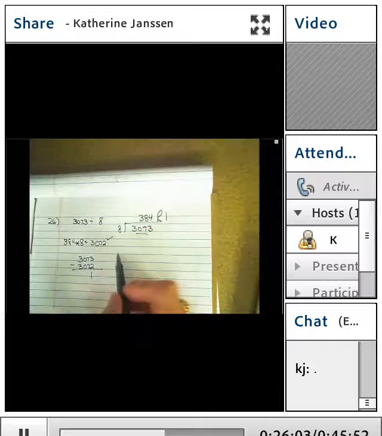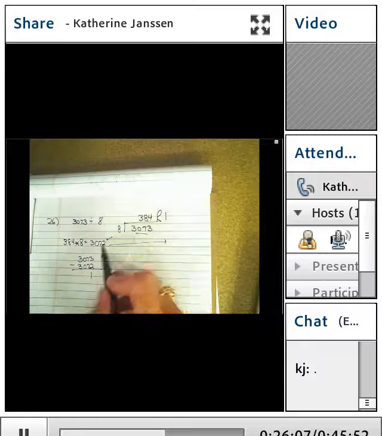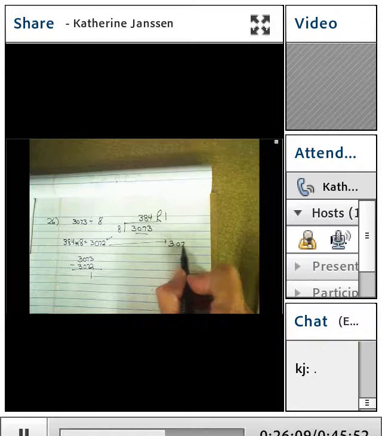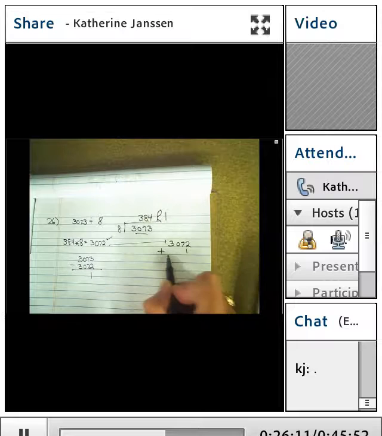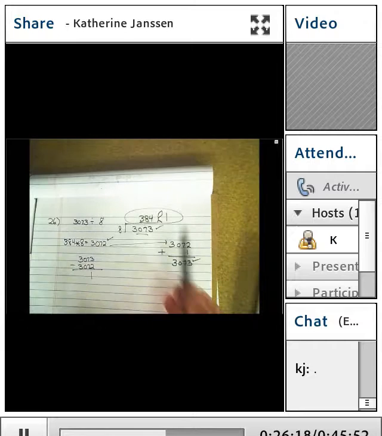We can check. 384 times 8 is 3072 plus my remainder of 1. I get 3073, which should be the dividend. I can then circle my answer.